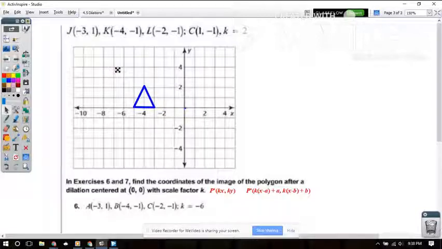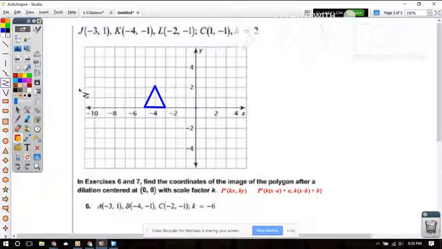Is what I'm going to do. I'm just going to move it right there. Now I'm centered at the origin. And now, since it's at the origin, all I have to do is take everything and multiply it by k, right? That's easy enough. So I'm just going to double everything.